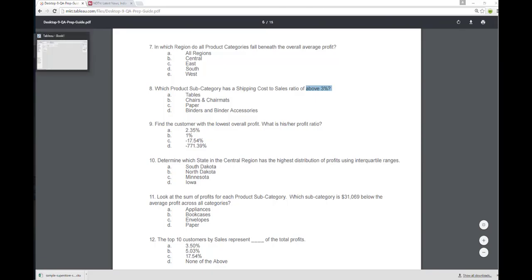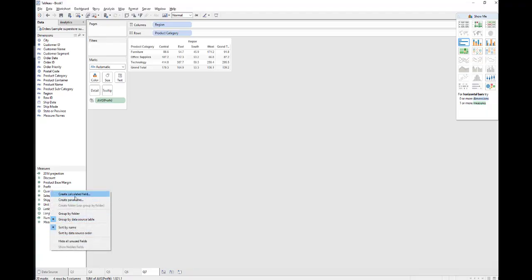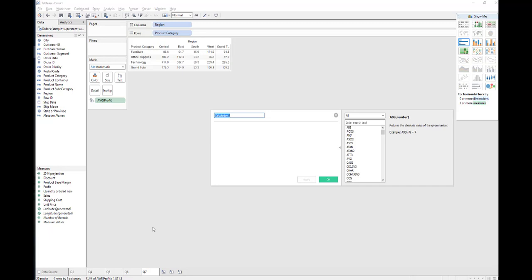So let's go back and add another new column, create calculated field, shipping cost (SC) to sales ratio. In your company or wherever you go, a lot of jargon and acronyms are used. So always try to name your fields so that everyone can understand them, because when you have all of these exposed on the server, everyone who uses this data can be using the same acronym. So shipping cost to sales ratio.